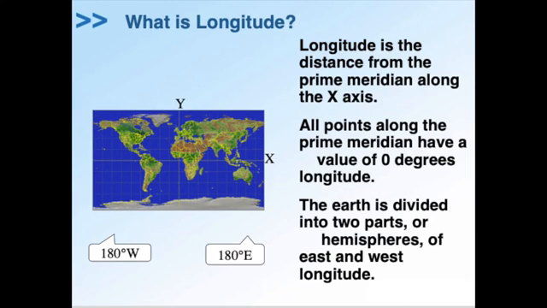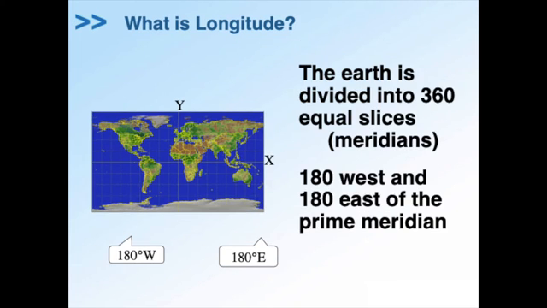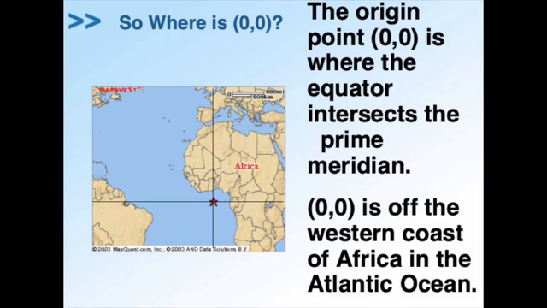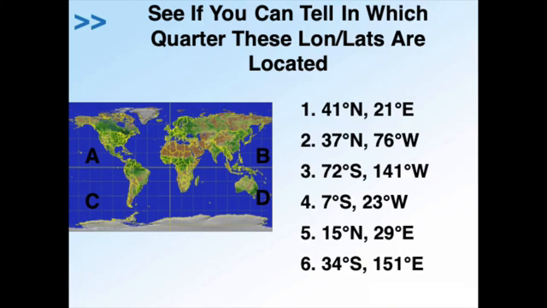Longitude is the distance from the prime meridian along the x-axis. All the points along the prime meridian have a value of 0 degrees longitude, and it's divided into two parts. The Earth is divided into 360 equal slices known as meridians. 180 of those are to the west, and 180 are east of the prime meridian. Our latitude and longitude might be 37 degrees, 3 minutes and 13 seconds north, and 76 degrees, 29 minutes and 45 seconds west. The origin point is 0, 0, where the equator intersects the prime meridian.